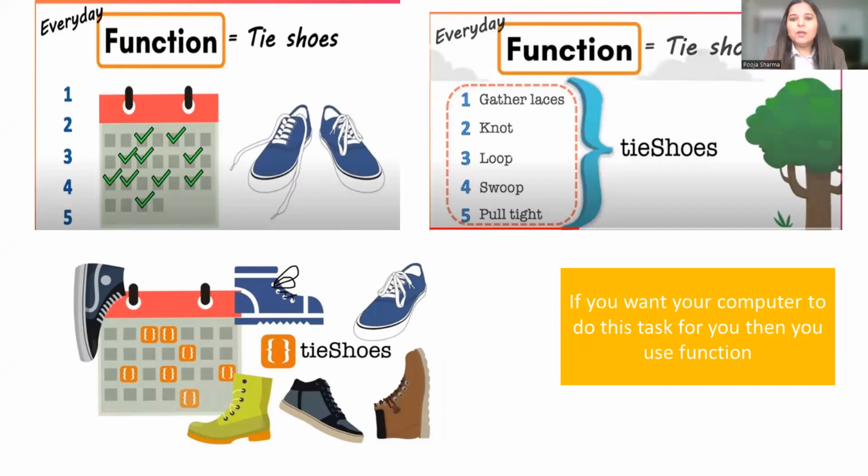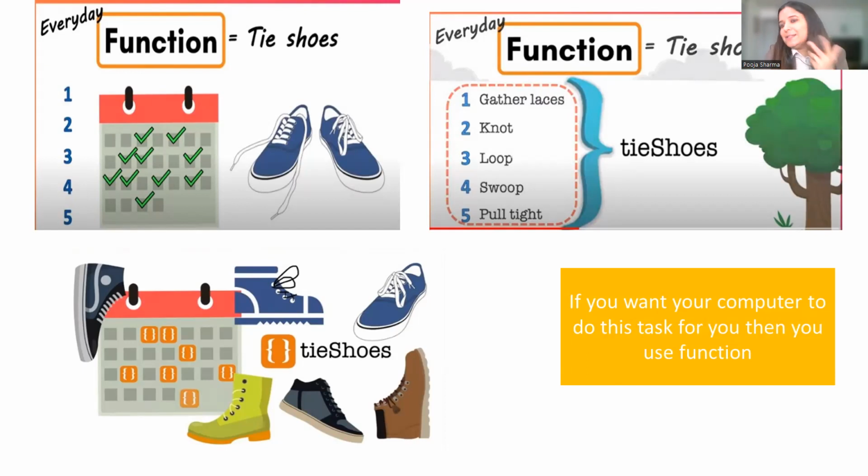So what do you do? First, you gather the laces. Second, you knot it. Third, you loop it. And fourth, you swoop it. And then you tie it. This is how you tie your shoes. So in your mind, you are basically creating or performing a function. That's how a function works in real life. If I want a computer to do that task, I will create a function and call it again and again, and it will do that specific task for me. That's what a function is all about.